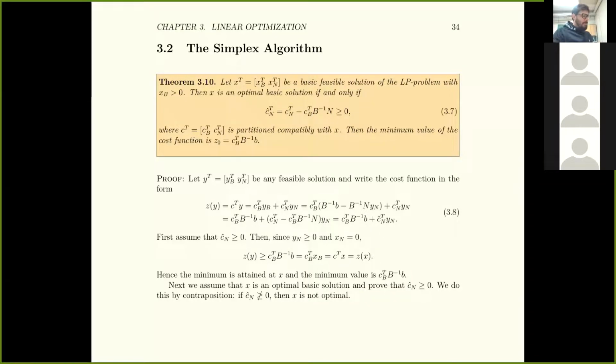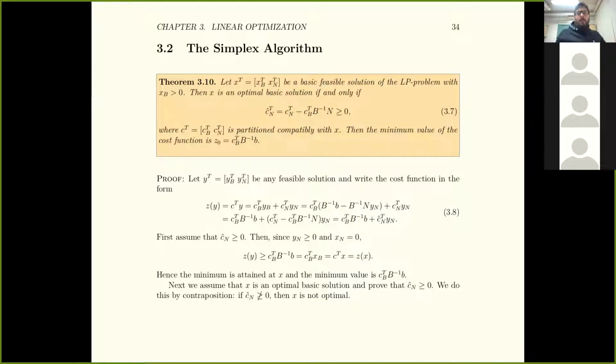So let's write the problem in a situation where we are looking for minimization of C transpose X under the constraint that AX is equal to B. This is what we're talking about. I'm not writing the non-negativity constraint here, but we assume that all the components are non-negative. So if they're zero, they cannot be smaller than zero.